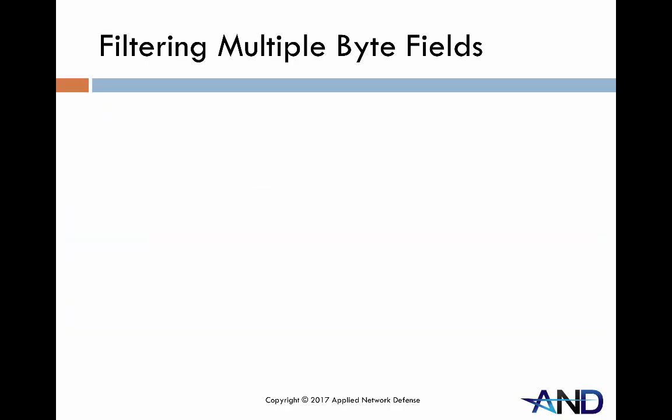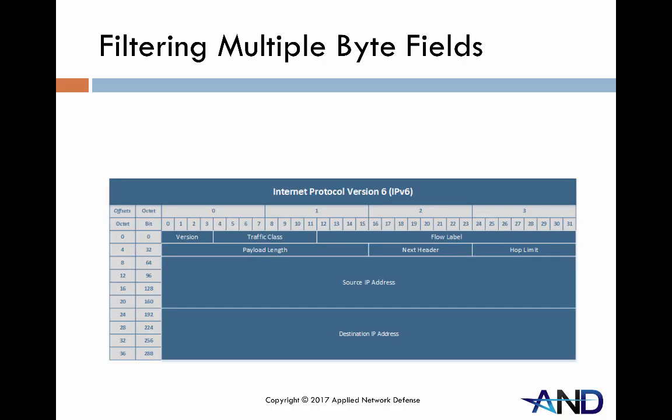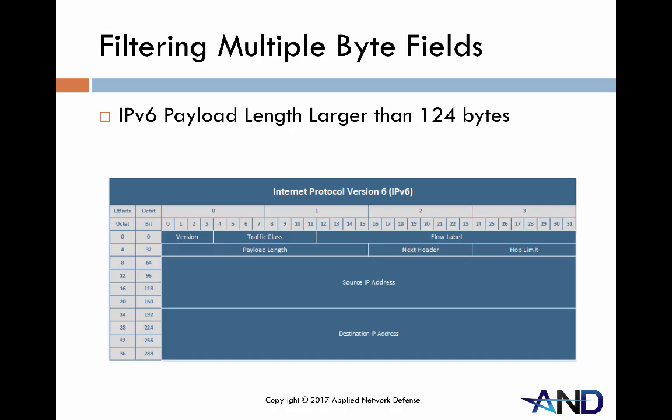Let's try another example where we're filtering by multiple byte fields. In this case, we're going to switch over to the IPv6 protocol, and we've not done a ton with IPv6 yet. It's a fair bit different than IPv4, but a lot of the same things are present. Now, in this case, we want to filter based upon a payload length larger than 124 bytes. So you can look down below and see that the payload length field starts at byte 4. So it's the second line there, which is the fourth byte offset from 0, and it spans 2 bytes.